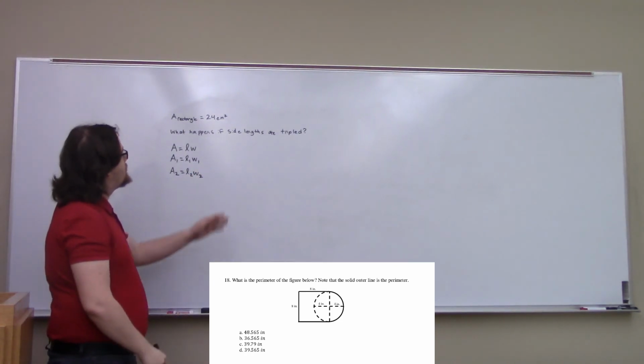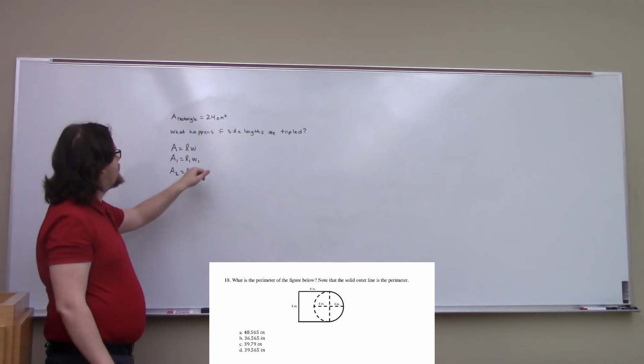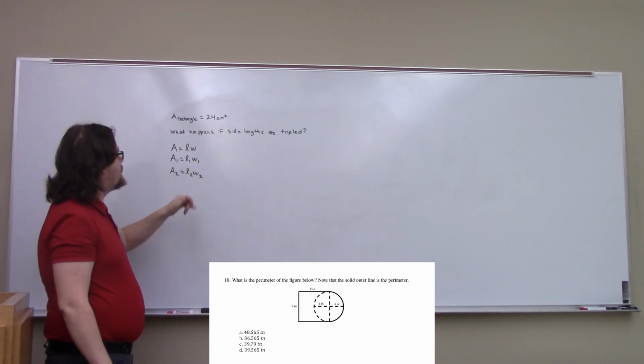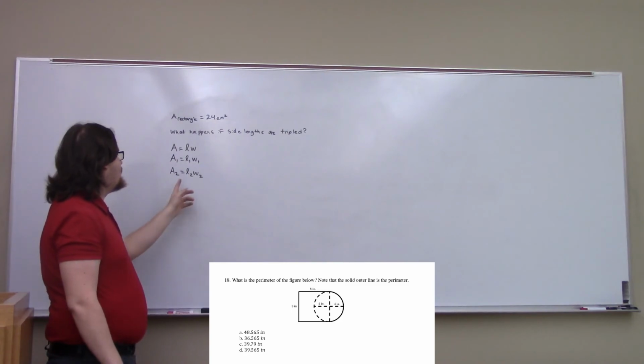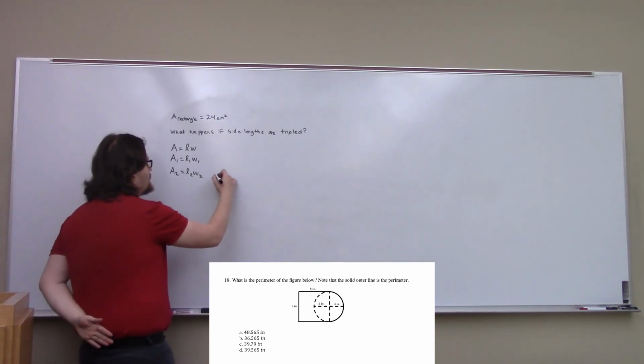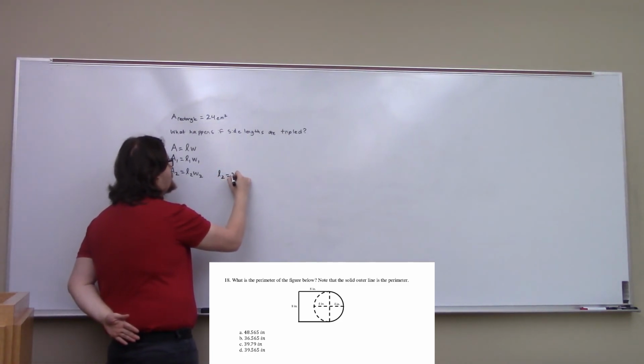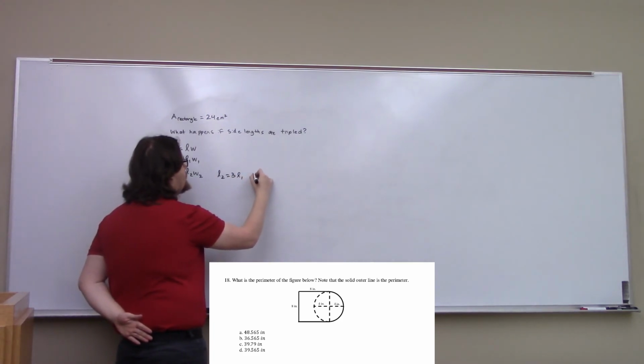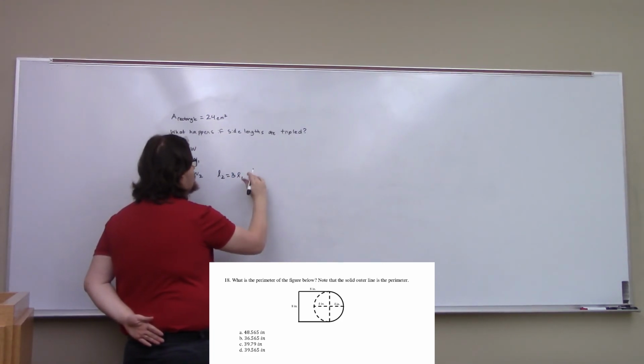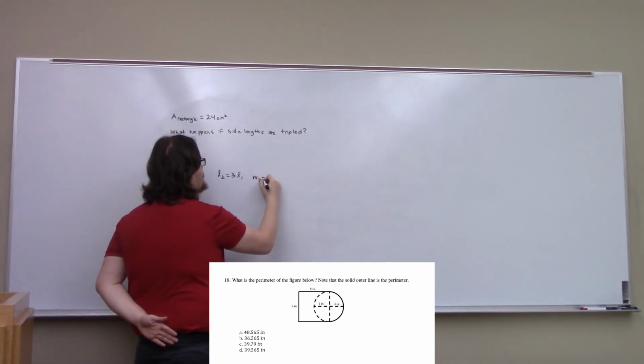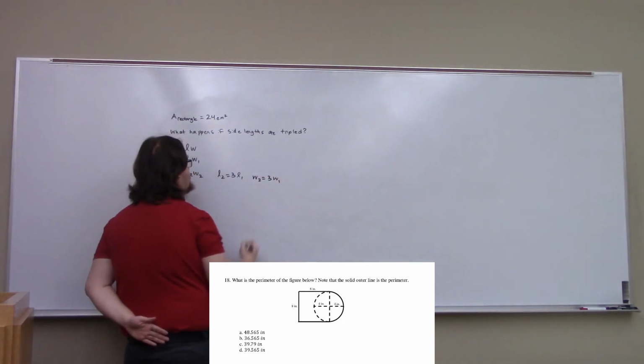And we know from our equation that we're multiplying length 1 and width 1 by 3 to find our new length and width. So we have length 2 is equal to 3 times length 1, and width 2 is equal to 3 times width 1.